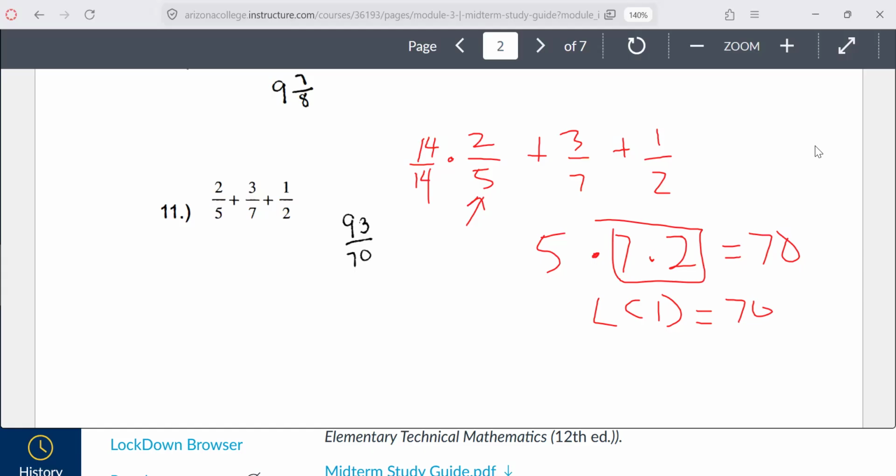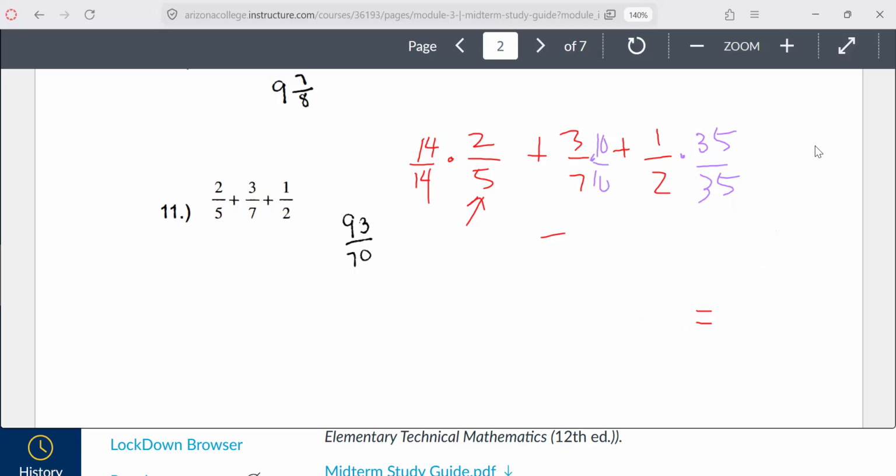Now, what about 3 over 7? 7, we have to multiply something by 7 to get a 70. 5 times 2 is 10. Or just divide 70 by 7, you're getting a 10. So we are multiplying by 10 over 10. And then we go to 1 over 2. 70 divided by 2 is 35. Or you just look at the 5 times 7. That is 35. So we multiply this by 35 over 35. So this should all give us denominators of 70.